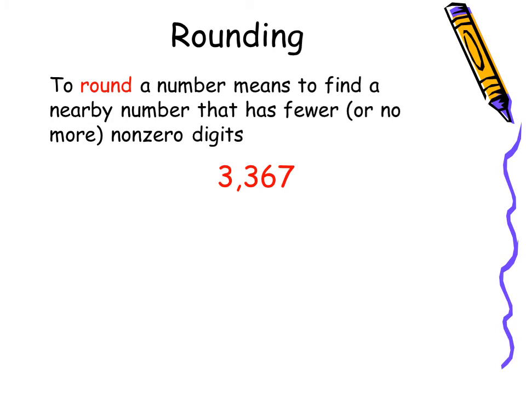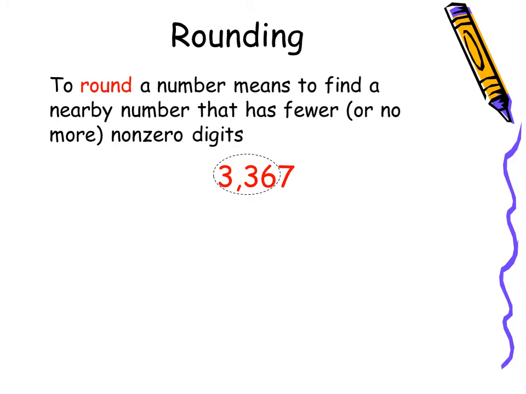Okay? Let's take a look at the number 3,367. I have a total of 4 non-zero digits: 3, 3, 6, and 7. There are 3 different distinct digits, but there's a total of 4 digits there, and none of them are zeros. So, to round, I would need to round to 3 non-zero digits. So in this case, the 336 would remain non-zeros, and then I would change the 7 to a 0.